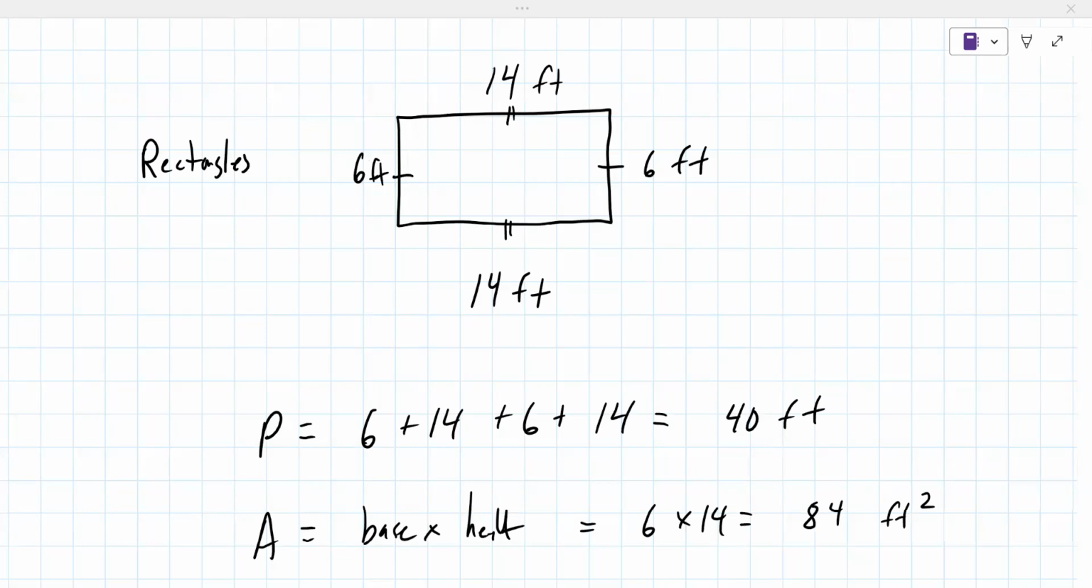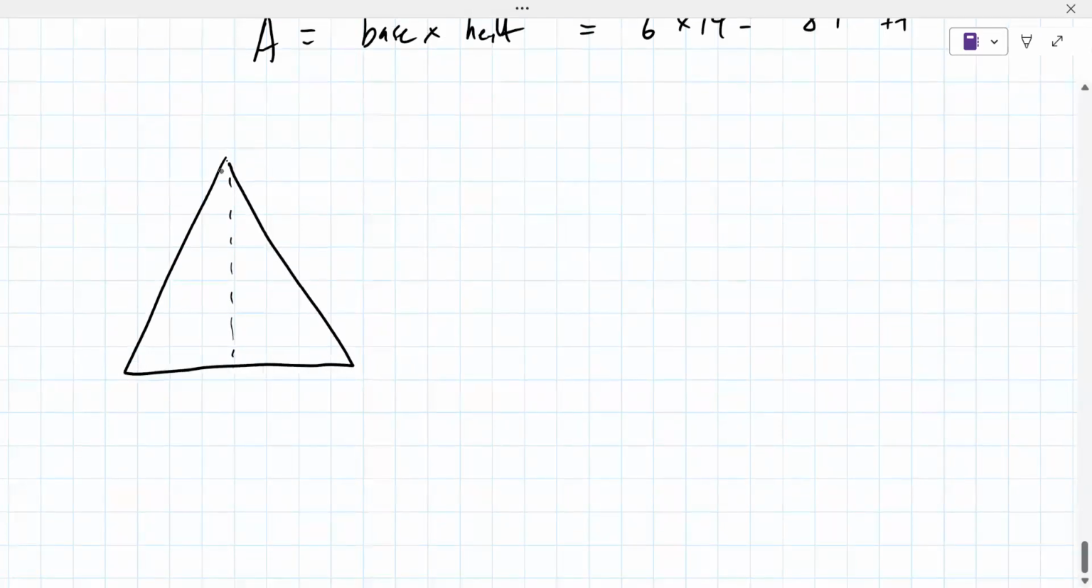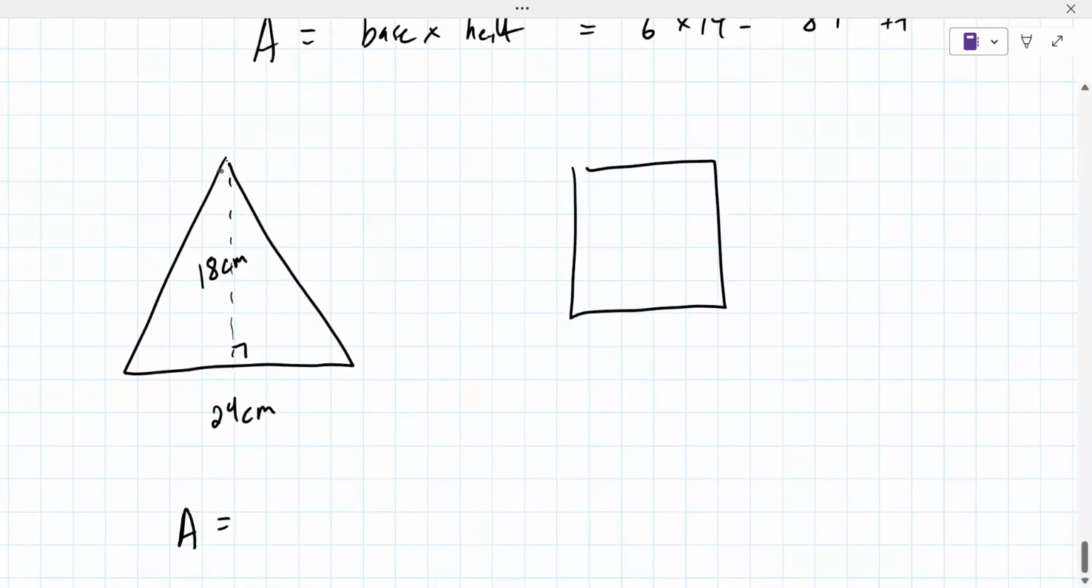So I want to give you some practice here. Maybe give you 3 problems, and I'm going to ask for different things. This one is 18 centimeters, and this is 24 centimeters, and I want the area of this one. This is a square. I'm going to tell you that the side is 2.5 inches. I want the perimeter. Let me have you just do those two. This is a mixed review of problems.